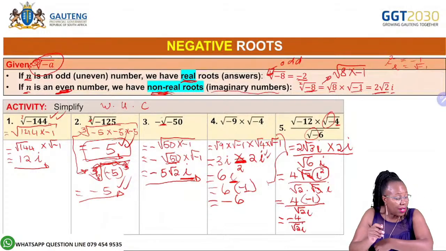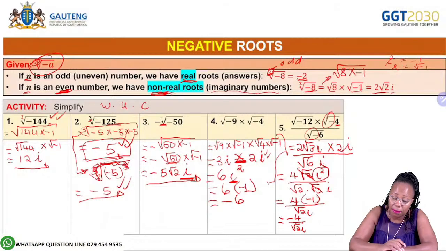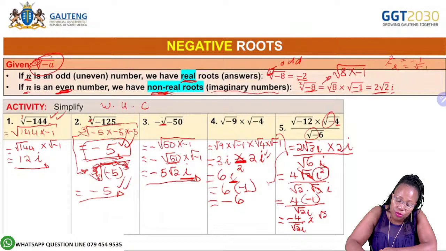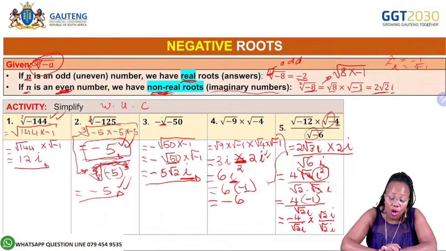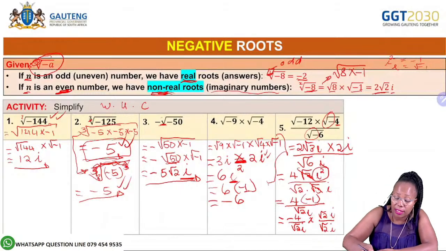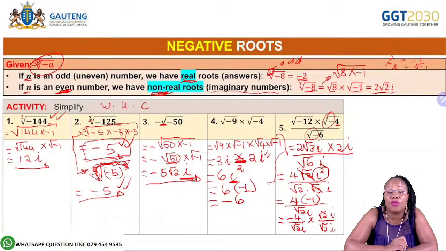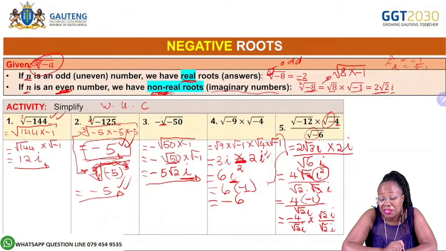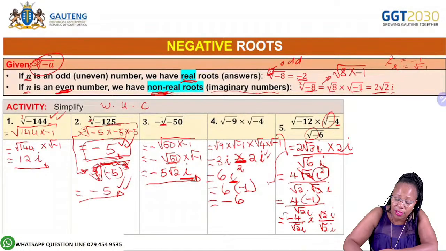Okay, then we can rationalize this problem, grade 12, by multiplying by square root of 2 i over square root of 2 i, to get rid of the square root in the denominator there. And multiplying by square root of 2 i over square root of 2 i is the same as multiplying by 1, because 2 over 2 is 1, 10 over 10 is 1, 100 over 100 is 1. So we have multiplied this value here with 1.